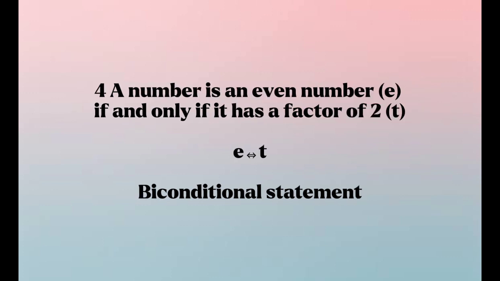Number 4. A number is an even number if and only if it has a factor of 2. So this sentence is just the same as the previous number. It's also a biconditional statement because of the connective if and only if. So first we write letter E, then the symbol of biconditional, and then the letter T.